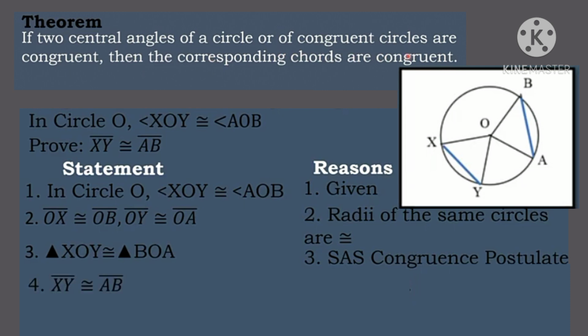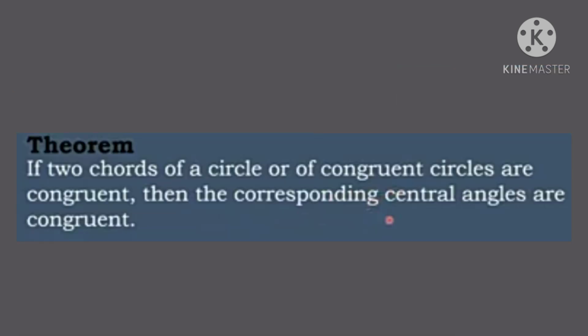And the fourth statement is segment XY is congruent to segment AB, and the reason is CPCTC, or corresponding parts of congruent triangles are congruent. That means we're able to prove that if two central angles of a circle or congruent circles are congruent, then the corresponding chords are congruent. Let's now move on to the second theorem.